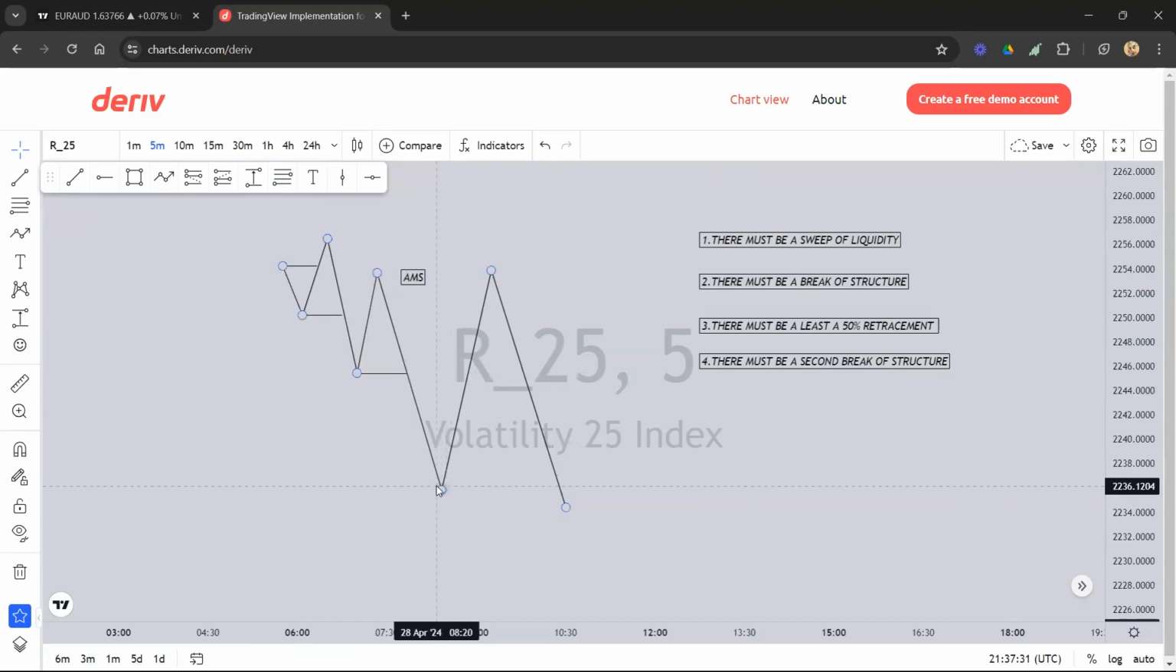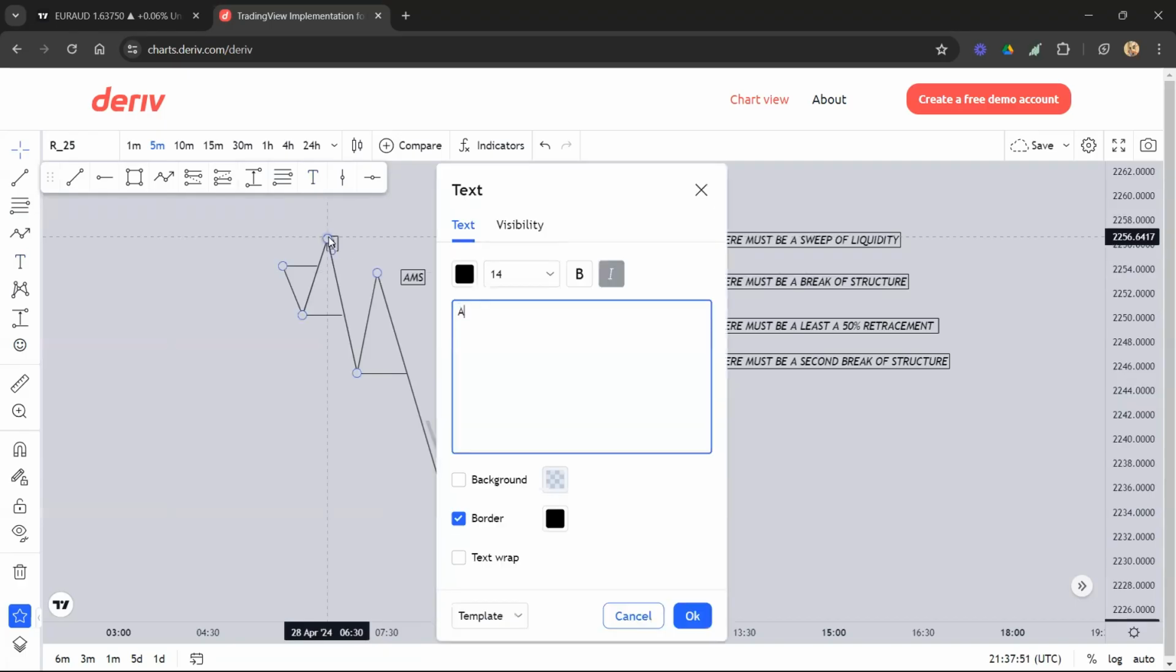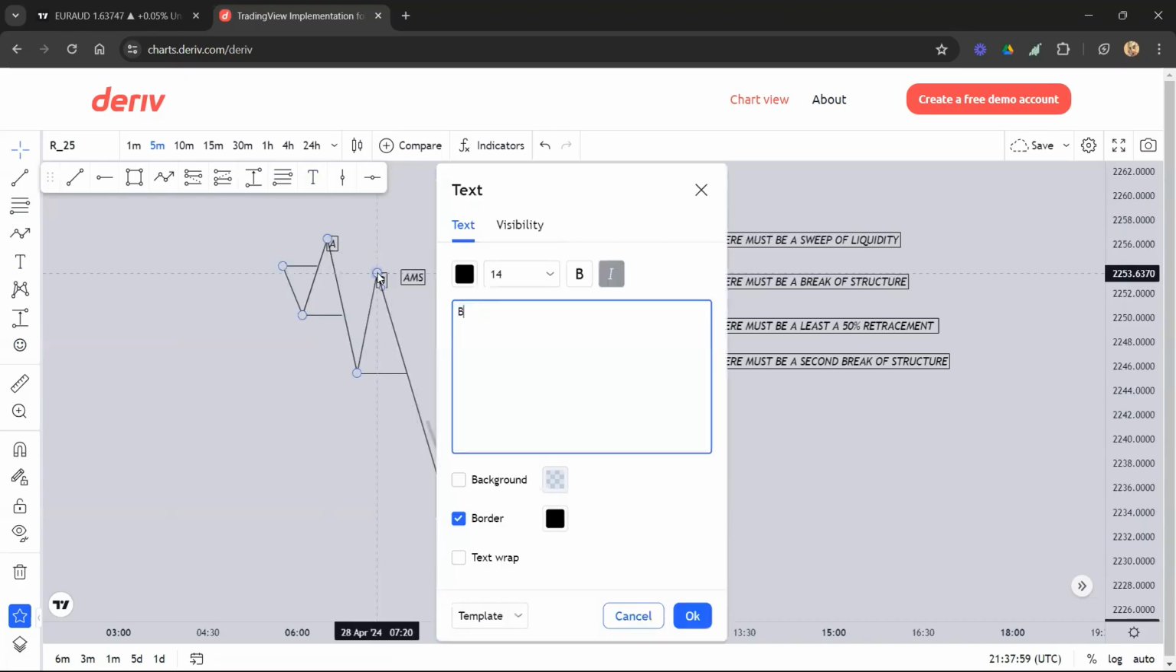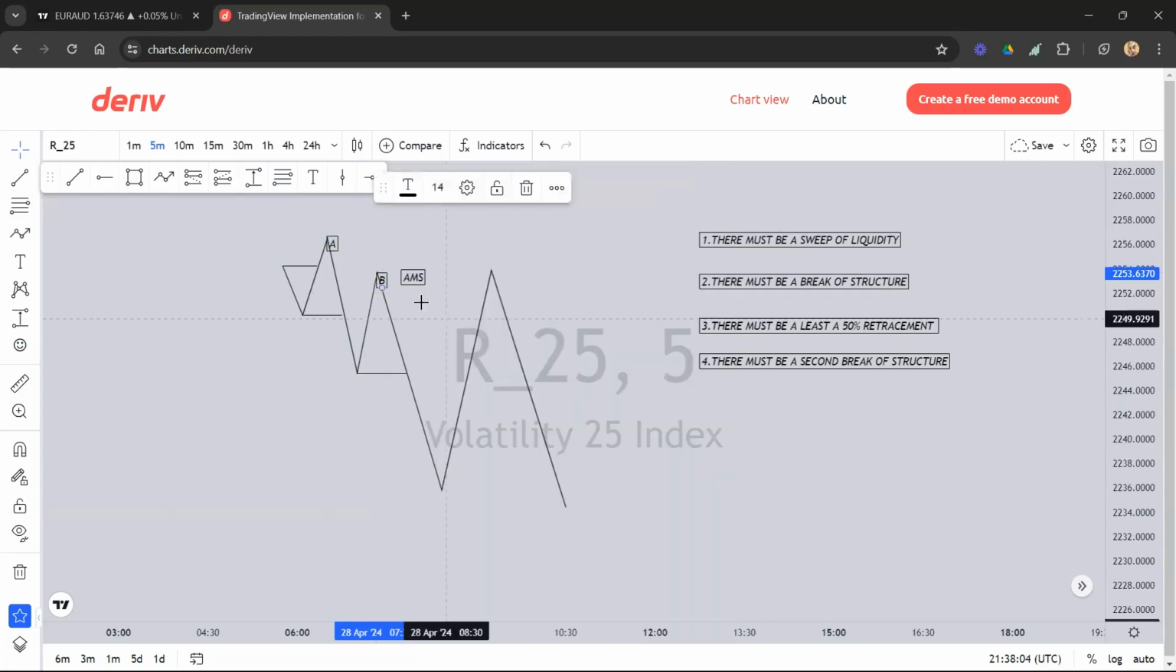And then what? We waited for what? Price to come back to this point here, our 50% retracement. So let's just say we waited for price to come back to our B. So let's say this is our point A here. This is A. This is our point B. This is B. And this is our point C here.